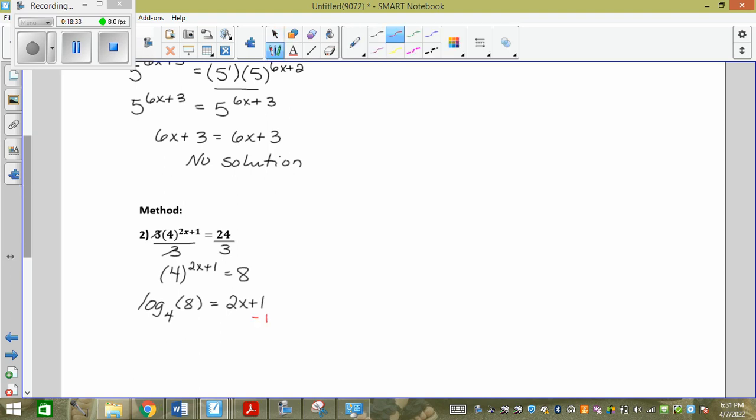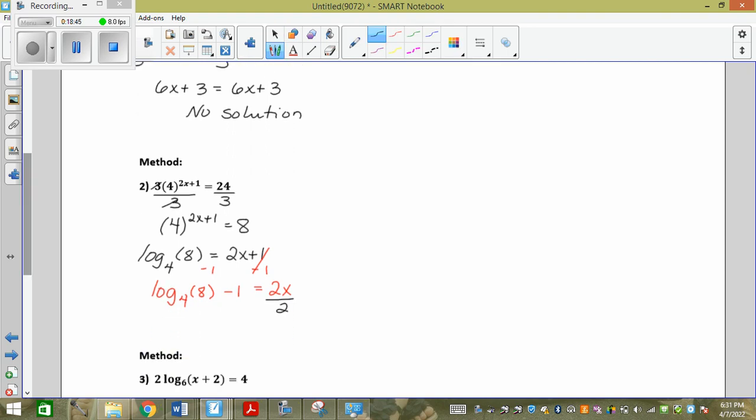And I need to isolate x, so I'm going to subtract 1, so I get log base 4 of 8 with a closed bracket minus 1. This 1 does not join the 8, equals 2x. And then I'm going to divide by 2. And then I'm going to type it in my calculator.